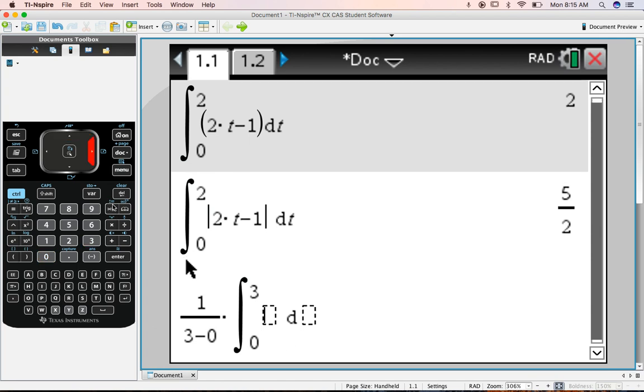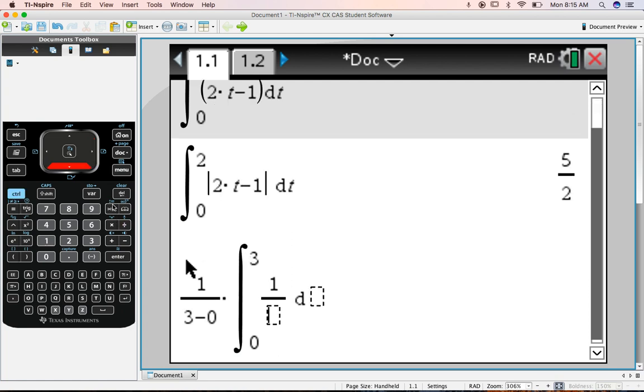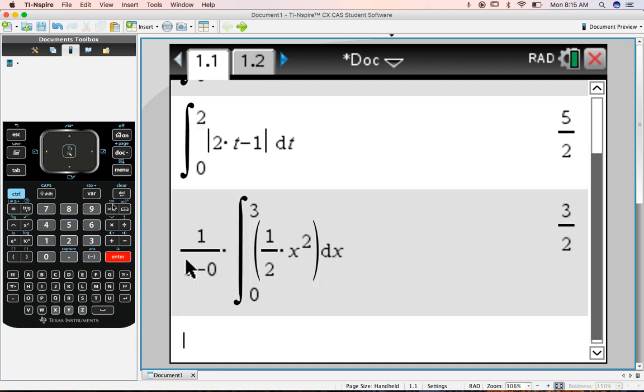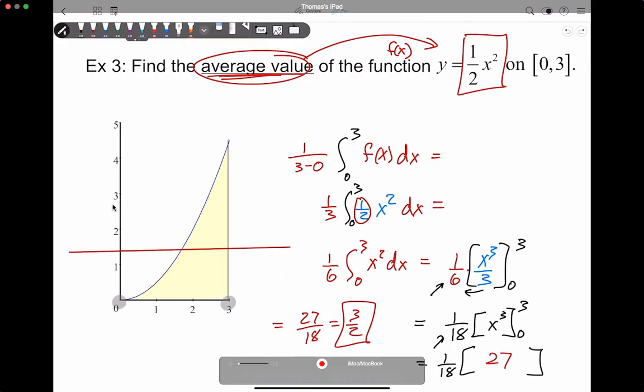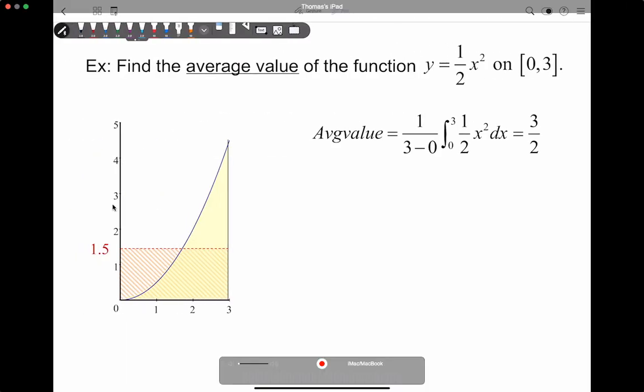And then the function will go here as far as 1/2. So we'll say 1/2 x squared, and then it is with respect to x. And there you get your 3/2 or your 1.5. Okay, so let's look at the next slide. Yes, the next slide is just showing you the work, and there's the average value.